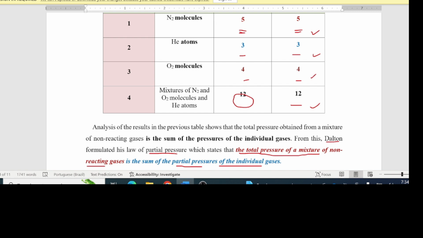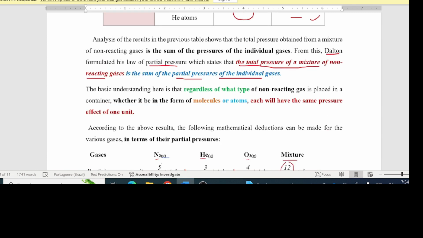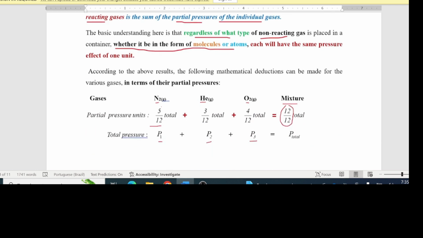Why non-reacting? Because when gases react, they will form fewer molecules. You want these to stay by themselves to see the relationship between particles and pressure. What this is saying is that regardless of what type of non-reacting gas is placed in the container, whether in the form of molecules or atoms, each particle will have the same pressure unit. Okay? So let's look at the expression of partial pressure now.